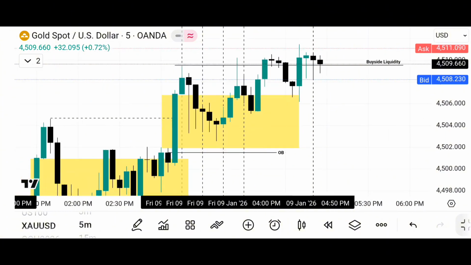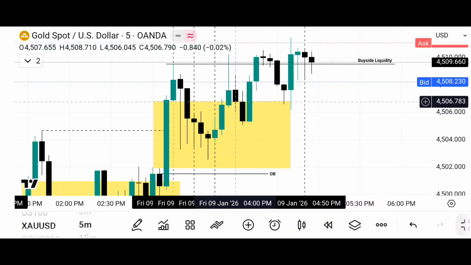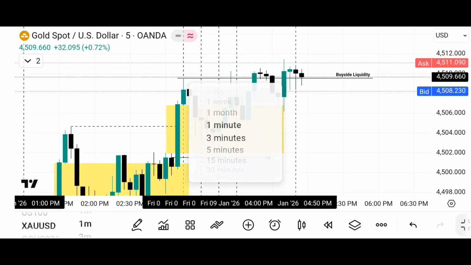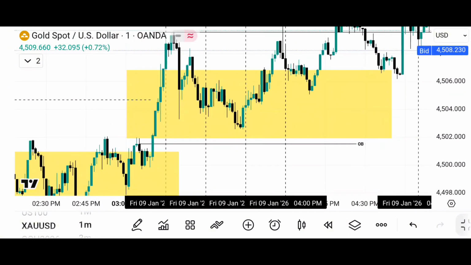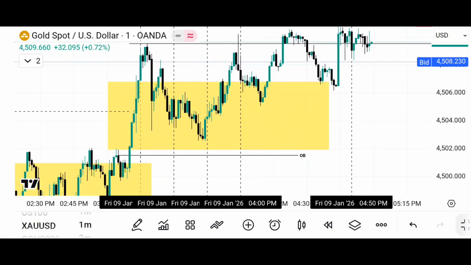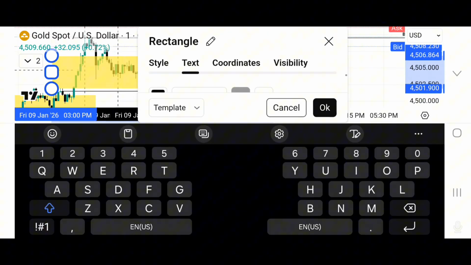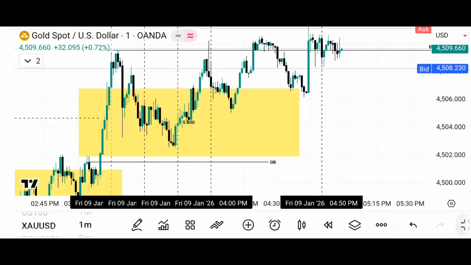4 p.m. At 4 p.m., it's already at the top. But after 4 p.m., you can see this drop right here. So let's go to the 1 minute and see how this looks. This was that 5 minute fair value gap. What should I name it? 5 minute BC. Buy side imbalance, sell side inefficiency.